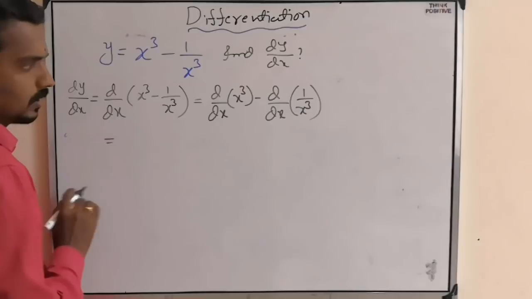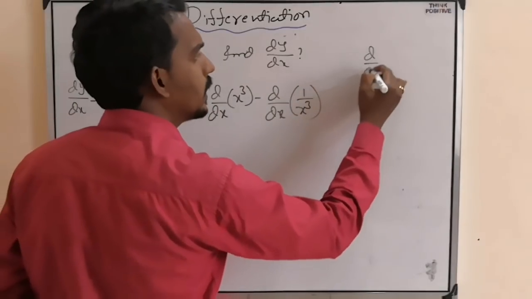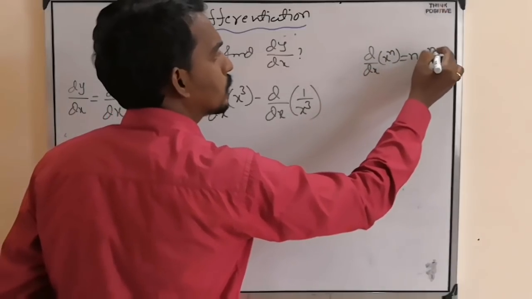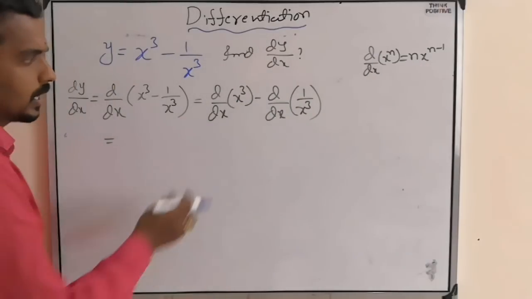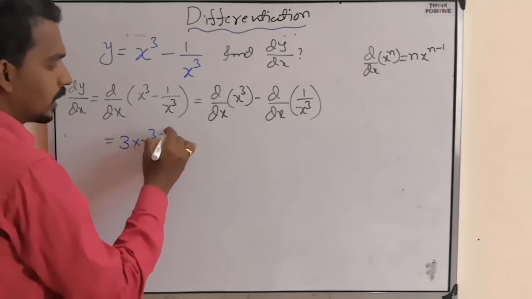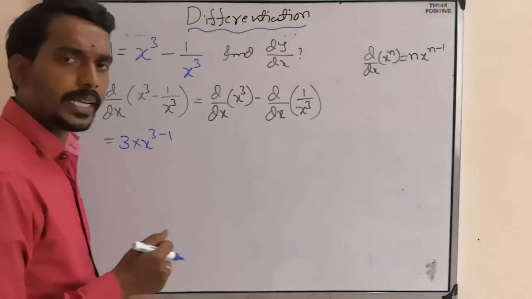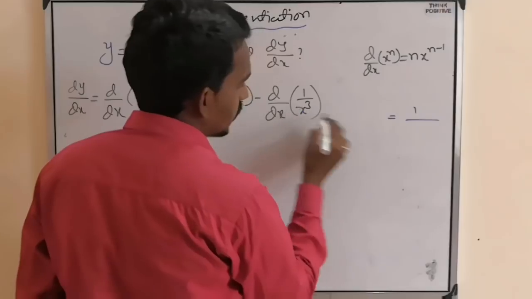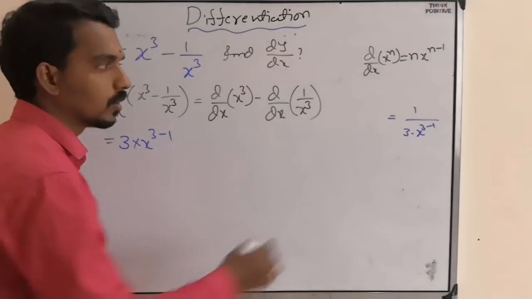Then d by dx of x cube, we have the formula d by dx of x power n, n into x power n minus 1. You can apply directly because it is in the form. Then 3 into x power 3 minus 1. But this is not in the form. But many times students do like this. So they will take 1 by, in the denominator they will apply 3 into x power 3 minus 1. Wrong.